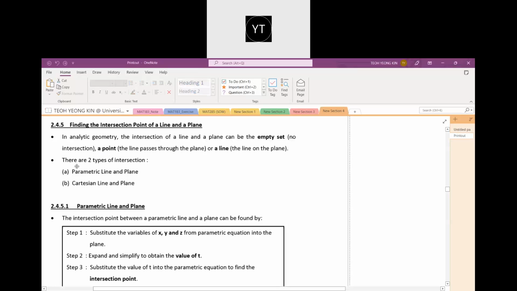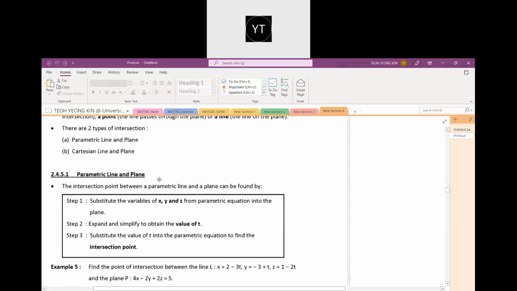It can be an empty set, a point, or a line where the line is on the plane. So there are two types of intersection here: the parametric line and plane, or the given line can be the Cartesian line or symmetric line and plane. The output can be an empty set, a point or a line. In this video we'll consider the parametric line and plane, and the next video will be the Cartesian line or symmetric line and plane.